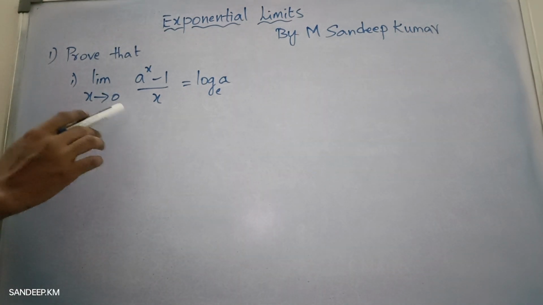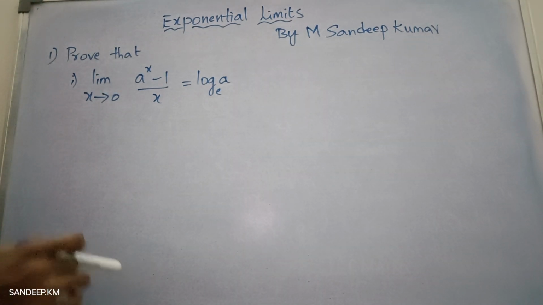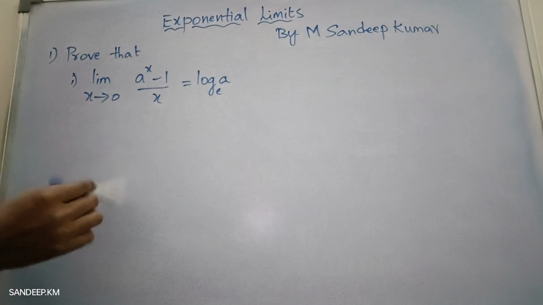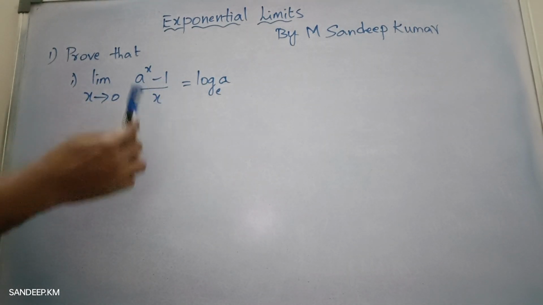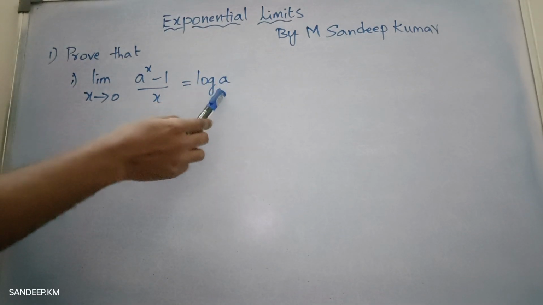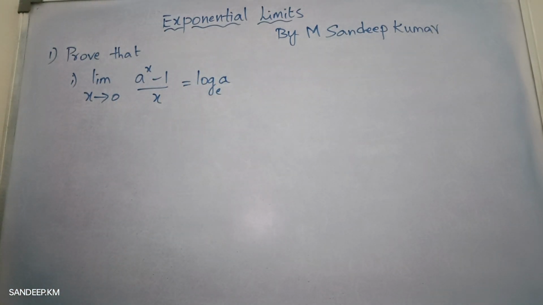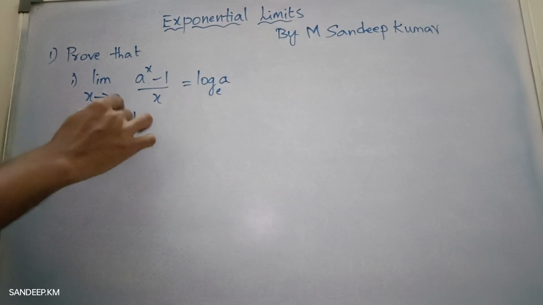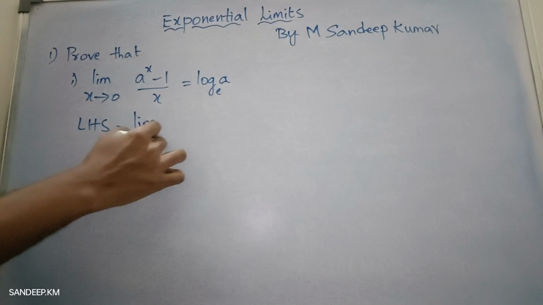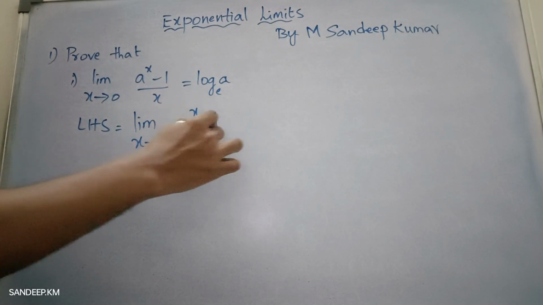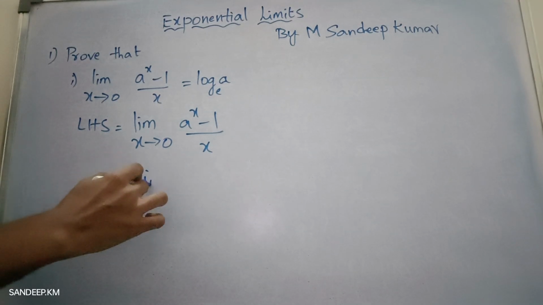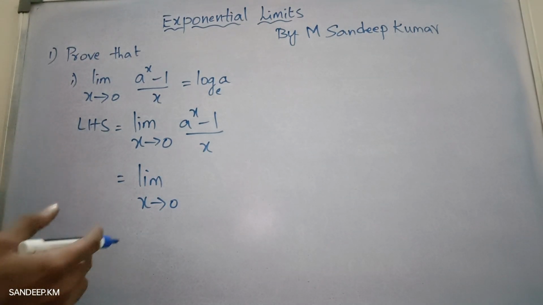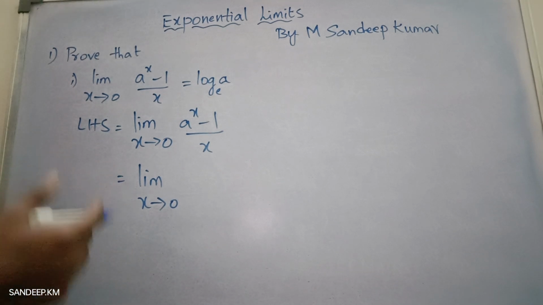So, a very important form in exponential limits. We have to prove that limit x approaches 0, a power x minus 1 divided by x is equal to log a base e. How do we prove it? Obviously using expansions. Okay, let me take the LHS: limit x approaches 0, a power x minus 1 divided by x. And what is the expansion of a power x? We have learned it in the previous videos. Do check limits using expansions in the playlist of limits.